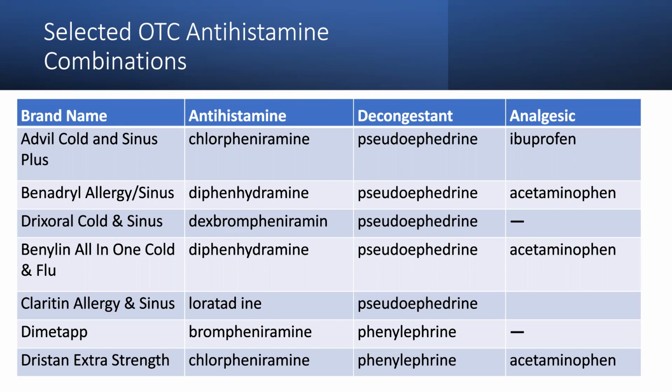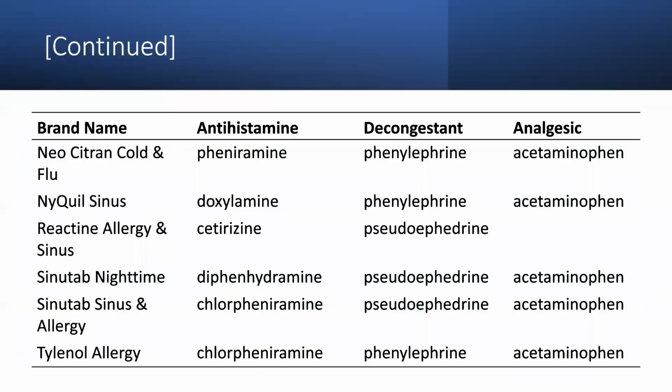Benylin All-in-One, cold and flu, Claritin allergy and sinus, Dimetapp, and Dristan Extra Strength. You will see that most of them have pseudoephedrine as a decongestant and others have phenylephrine. Few of them have acetaminophen for its antipyretic effect as well. Some of them don't have acetaminophen, and other drugs are antihistamines. So they all have an antihistamine and a decongestant, but an analgesic is in only a few of them. It helps us choose better for what we need.